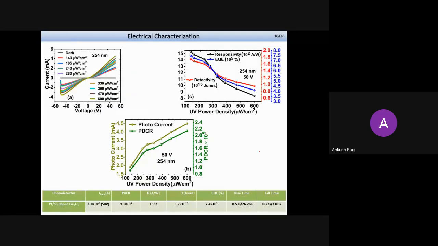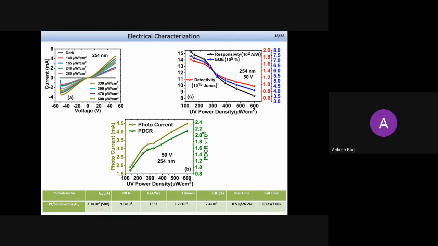So again, these are some other characterization results of the S-doped gallium oxide. Finally, here you can see the device which we could fabricate. It has 10 to the power minus 8 amperes of dark current at 50 volt bias. Again, this 50 volt bias is not typical for other photodetectors, and we could apply this 50 volt because these are all wide band gap semiconductors.